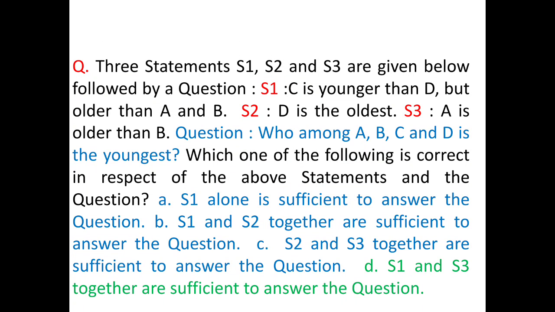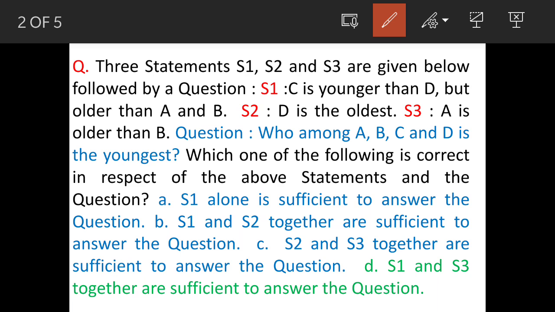Now the question is shown. There are three statements S1, S2 and S3 followed by a question. The question is actually about the age of four people A, B, C and D, and who is the youngest. This is the question in brief. Now we'll read the language. The statement S1 says C is younger than D but older than A and B. S2 says D is the oldest and S3 says A is older than B. So the question is, who amongst A, B, C and D is the youngest?